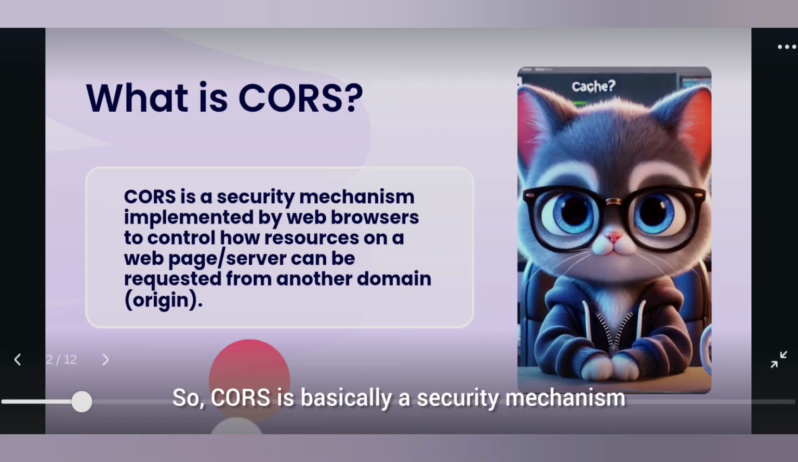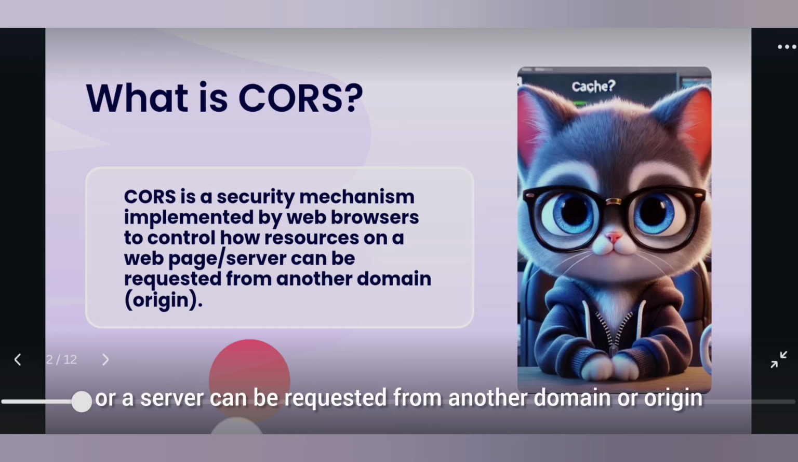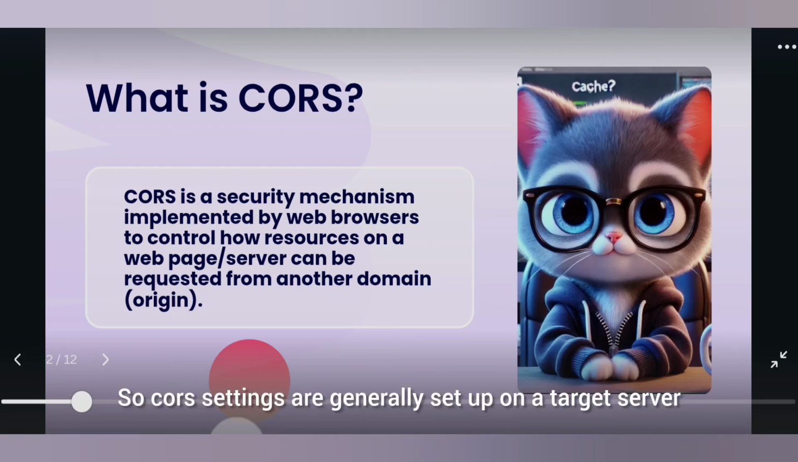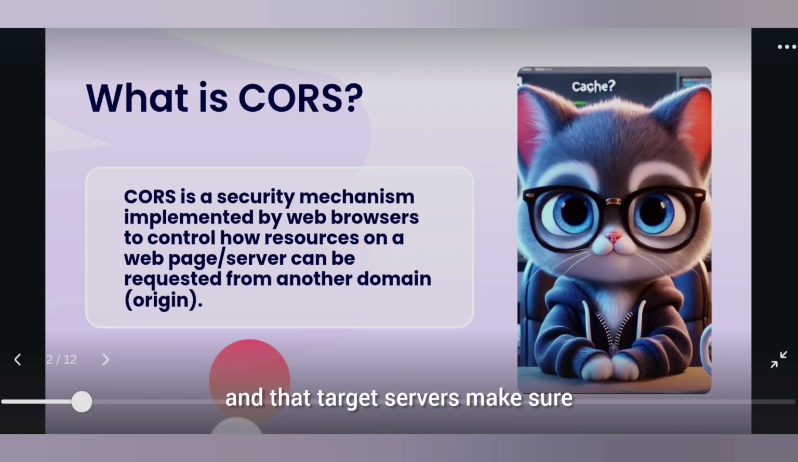So CORS is basically a security mechanism which is implemented by web browsers, and more specifically than web browsers, it is set up by the server itself to control how a resource on a web page or a server can be requested from another domain or origin. So CORS settings are generally set up on a target server, and that target server makes sure that only the authorized requests are allowed from its own request session or requests that come to that server.